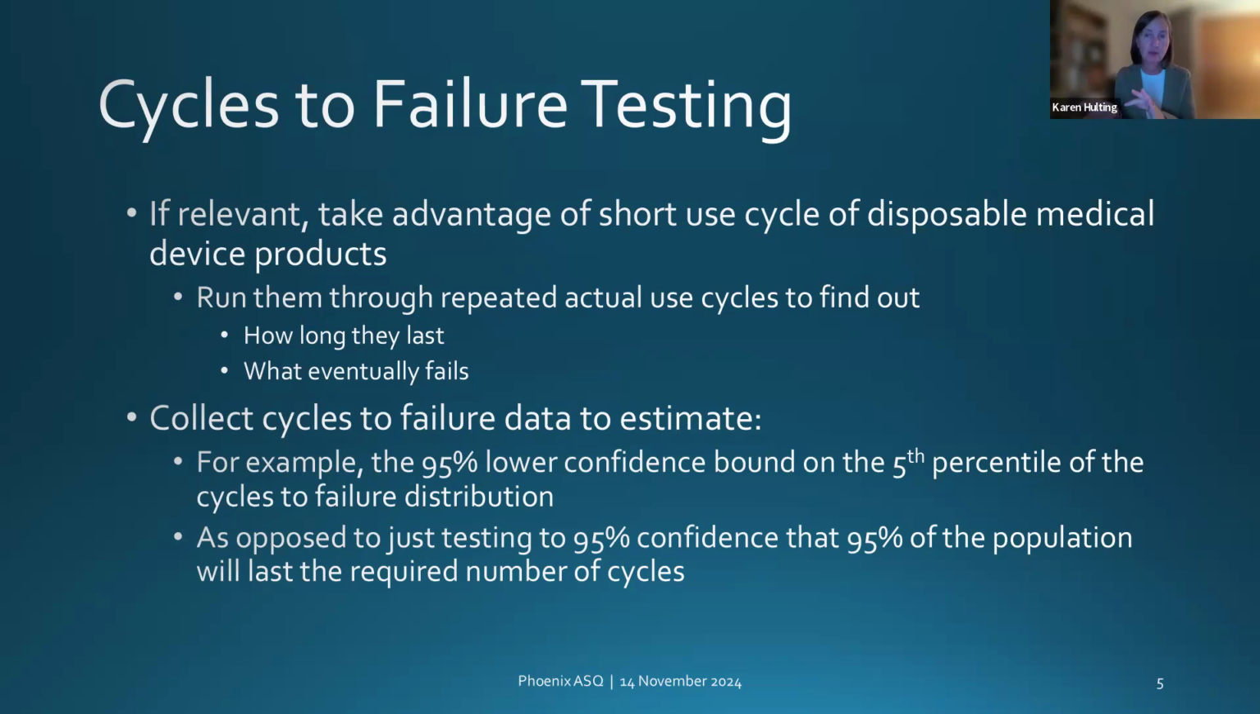In contrast, what is sometimes perceived to be an easier test is to decide what the sample size would be in order to show, with 95% confidence, for example, that 95% of the population will last the required number of cycles. And then just test them to that number of cycles. If they make it, then you've got a passing observation. But you don't find out at what point they fail or how they fail.